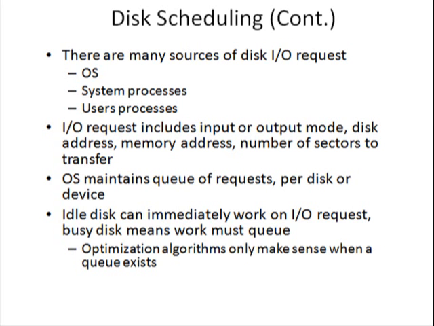Now an idle disk can immediately work on an I/O request as it is free. Whenever an I/O request comes into the picture, the idle disk will immediately grant access to the data, so the data access will be faster. Whereas whenever a busy disk comes into the picture, the data access will be slower.